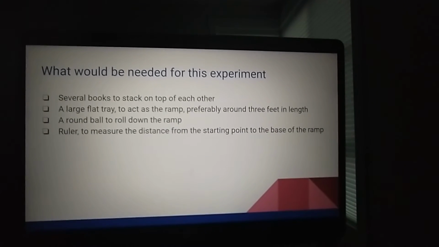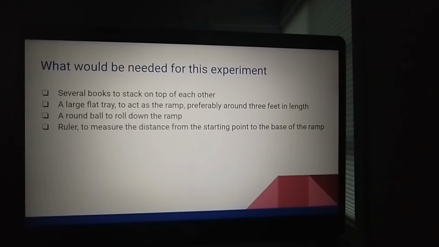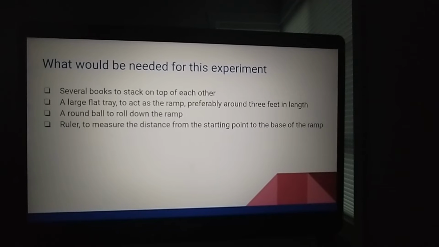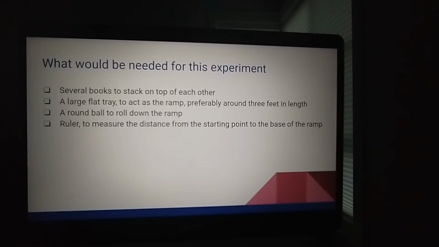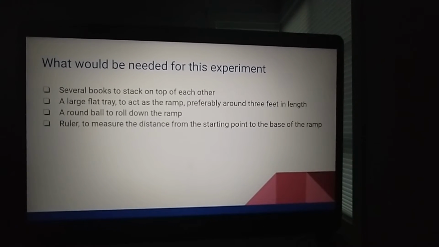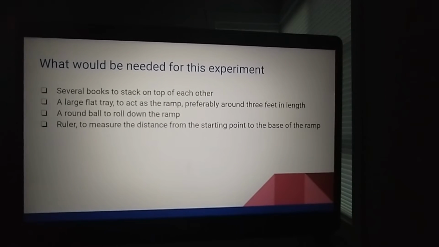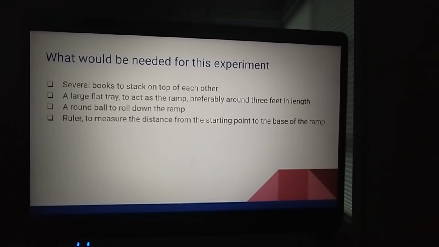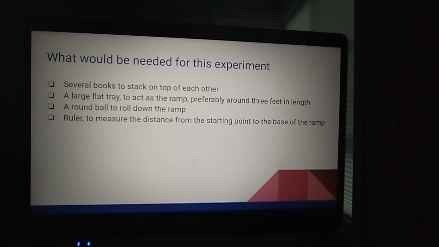What would be needed for this experiment would be several books to stack on top of each other, a large flat tray to act as the ramp, preferably around 3 feet in length, a round ball to roll down the ramp, and a ruler to measure the distance from the starting point to the base of the ramp.